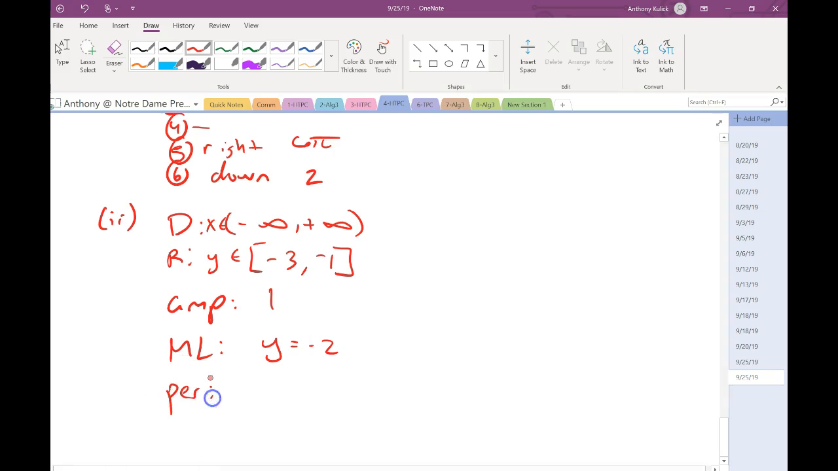Period. What's that going to be? Pi is correct. 2 pi times c. And then the frequency is just the reciprocal of the period. Are we satisfied with that? Okay.